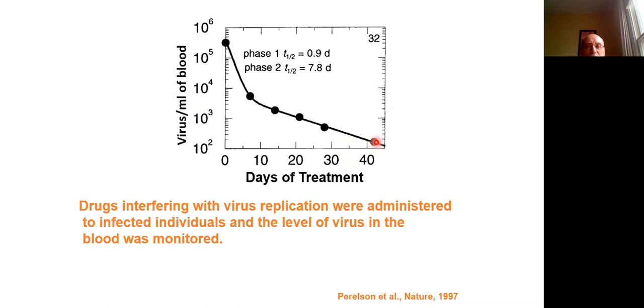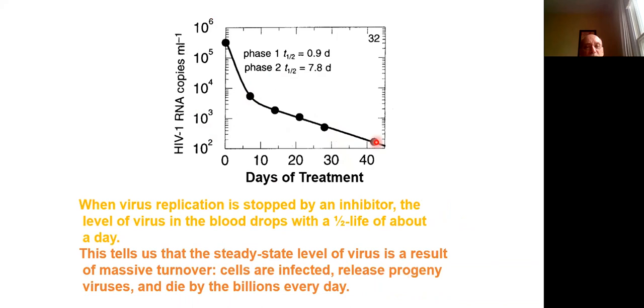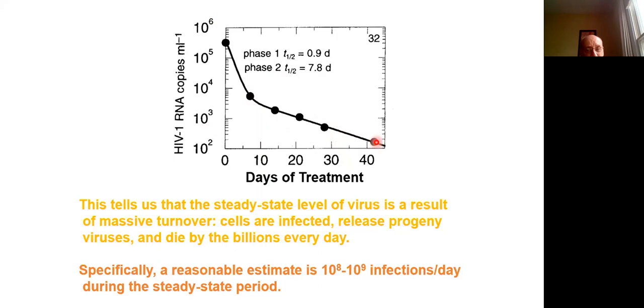But in any case, this tells us the steady state level of the virus in the blood is actually a result of massive turnover. Cells are infected, release progeny viruses, and die by the billions every day. A reasonable estimate is that there are 10 to the 8th to 10 to the 9th infections per day during that steady state period.